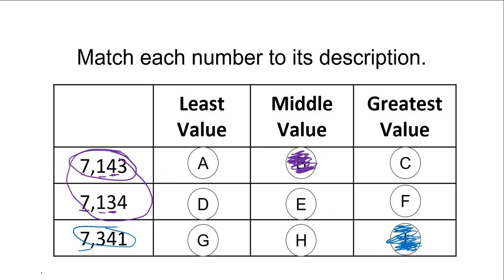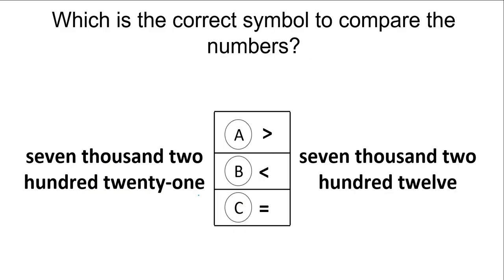And then I don't really have to calculate anything after that. If I found my middle and I found my greatest value, then automatically the smaller number is 7,134, and that's the least value. And I would bubble in right here to represent the least value. Okay, let's move to the next question.